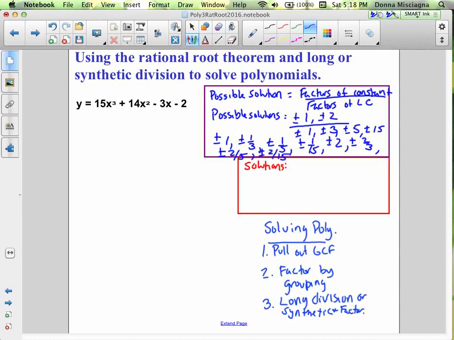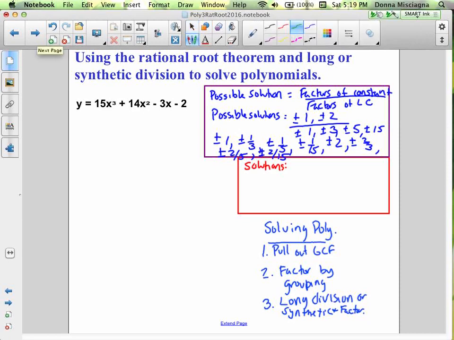Now I would not start off with the fractions to find our solution. Let's start off with the integers. We have 1 and 2 look like the only integers. All right, so let's try, and then of course positive and negative. Let's try synthetic division with those.